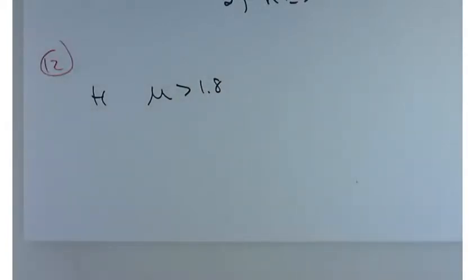So step 1. My original claim is mu is greater than 1.8. Is that going to be the null or alternative hypothesis? Alternative, good. So that's HA.